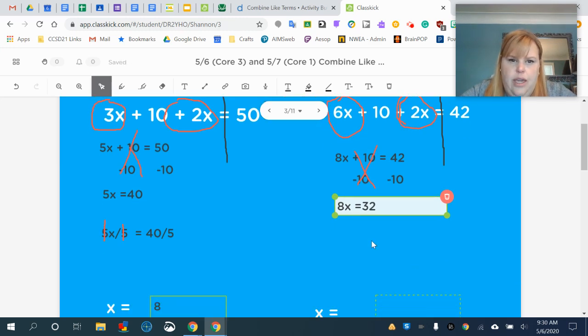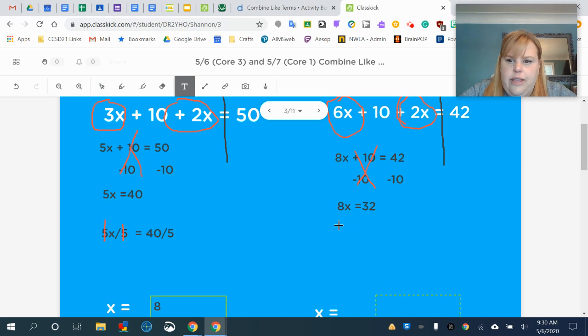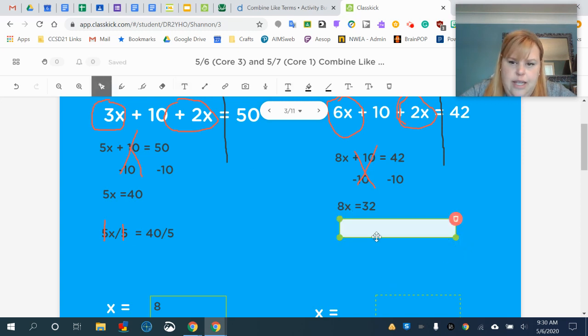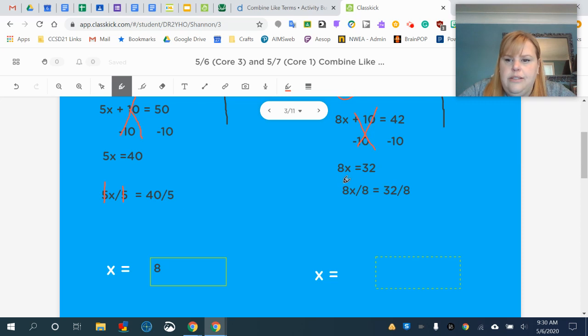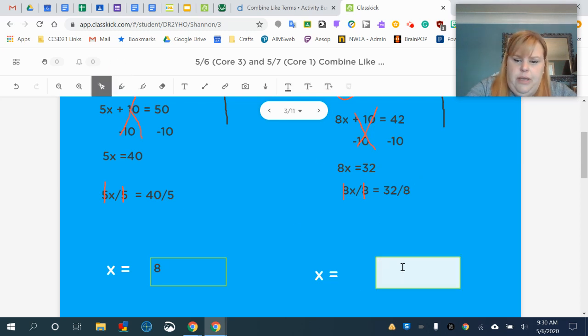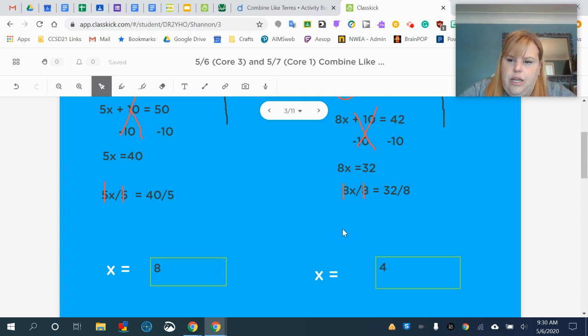32. Okay, and then I'm moving on to my very last step, which is I'm going to divide by that coefficient that's next to x. So 8x divided by 8 equals 32 divided by 8. Again, my 8's cancel out, and I'm left with my x. And then I'm going to do 32 divided by 8, and I'm going to put my answer in the box, which is 4. And I'm done.